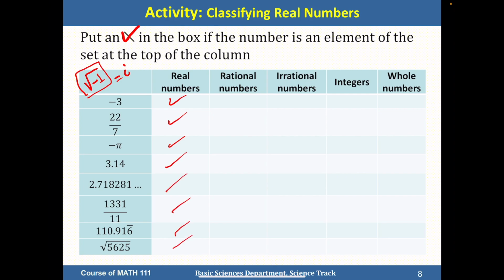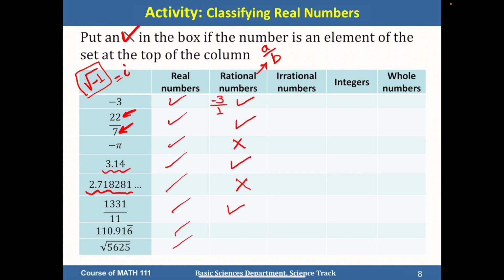Okay. Now let's see the rational numbers. Rational numbers: every number I can write as a over b, where a and b are integers. So negative 3, I can write as negative 3 over 1. So yes, it is a rational number. 22 over 7 is also rational, because it is written as a over b, and 22 and 7 are integers. Negative pi is not a rational number because pi is not a rational number. And 3.14 is a rational number because we said that rational numbers are either repeating or terminating, so this is a kind of terminating. And this one is neither repeating nor terminating, so it is not a rational number. For this one, it is a rational number, yes.